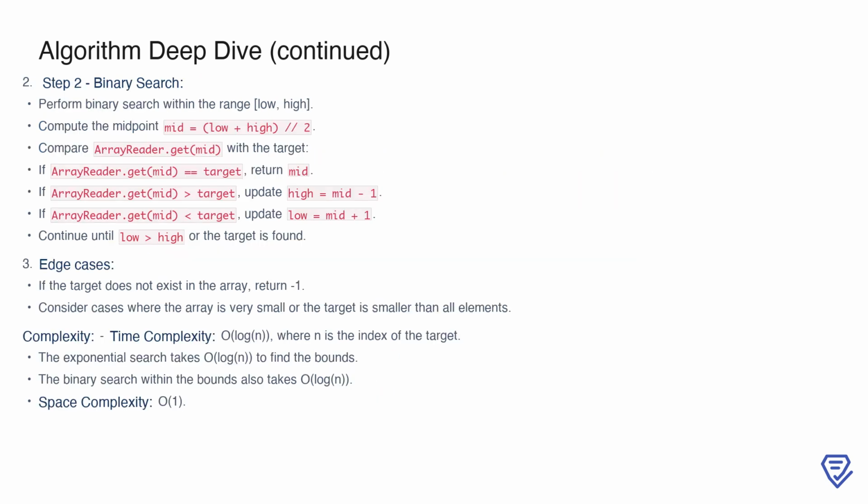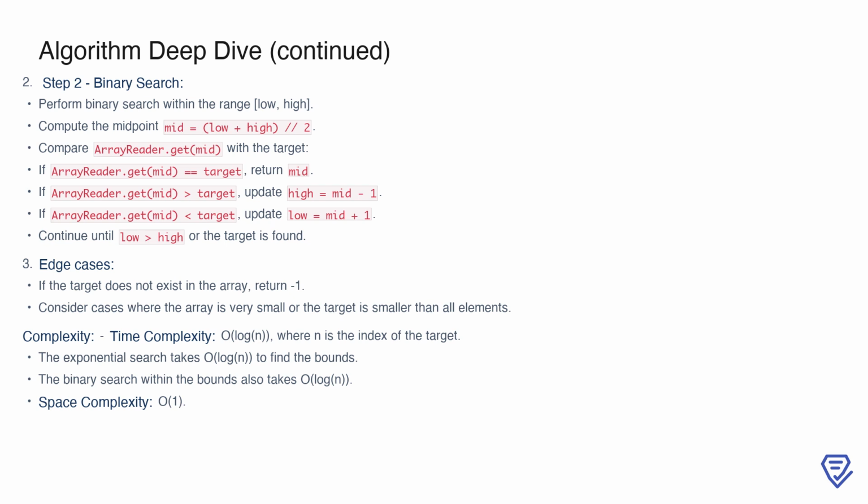Once we've identified the range using exponential search, we narrow down the location of the target using binary search. Here, we perform a binary search within the range [low, high]. We calculate the midpoint, mid equals (low plus high) // 2, and compare arrayReader.get(mid) with the target.